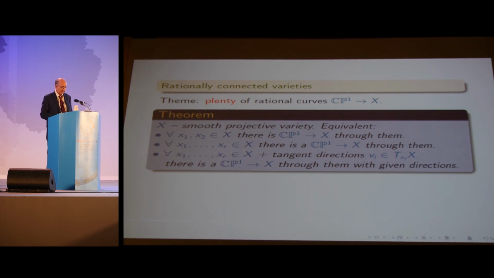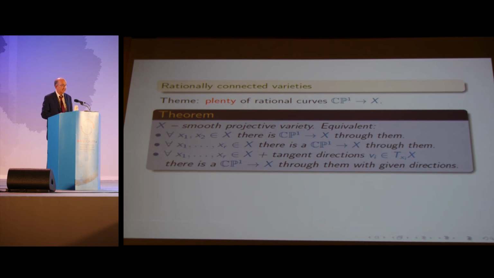So what does it mean to have plenty of rational curves? Well, there are various ways you can think about it. For instance, you can require that through any two points there is a rational curve, the image of just CP1 to X. Or you can get somewhat greedier and say not just two points, but any number of points, you would like to find a rational curve that passes through them. Or you can get even greedier, that you might want to specify not just the points, but the tangent directions there. And it turns out that these are all equivalent to each other.